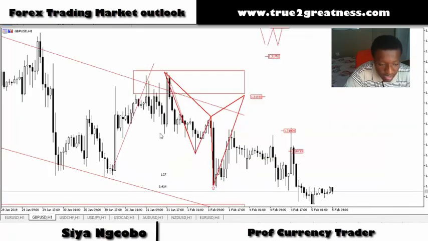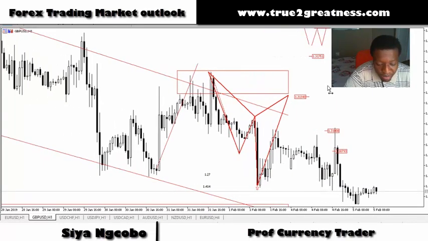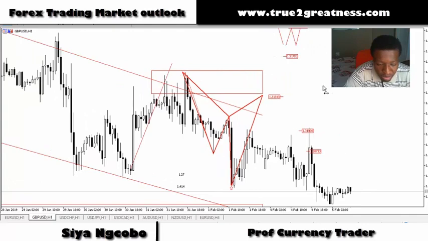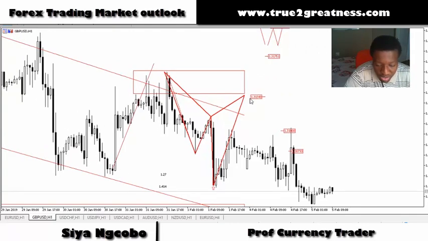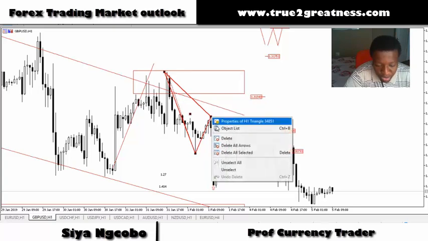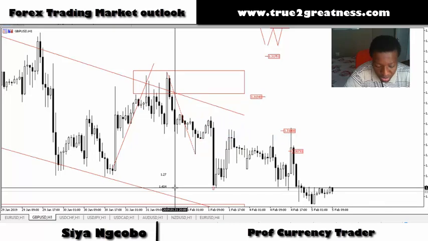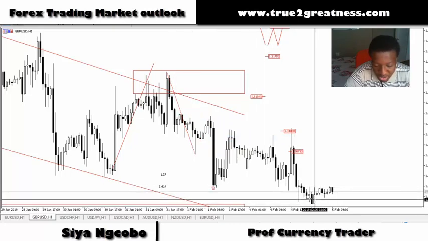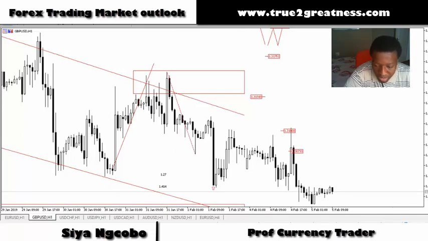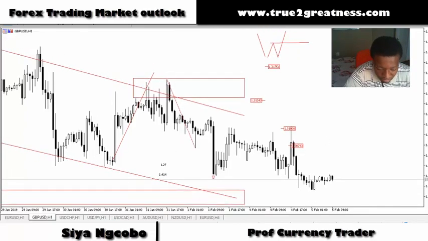Let's look at the Pound USD. I identified that there might have been a possible cipher pattern. Right now this is invalid because we broke our C leg rule. We closed below the 1414, as you can see at the zone right here. So there isn't really a cipher pattern that you could get involved with, but largely we're still channeling lower.